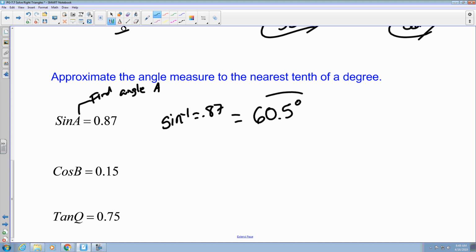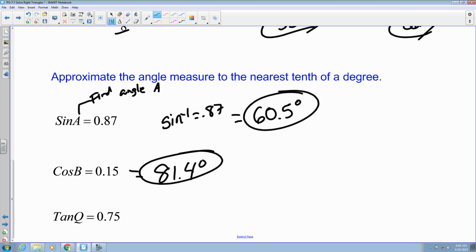60.5 degrees. Now look at B, inverse cosine of 0.15. That gets you an angle measure of about 81.4 degrees. And then finally tangent, you take the inverse tangent of 0.75, and that gets you something about 36.9 degrees. And that is being able to solve right triangles. Hope this helps.